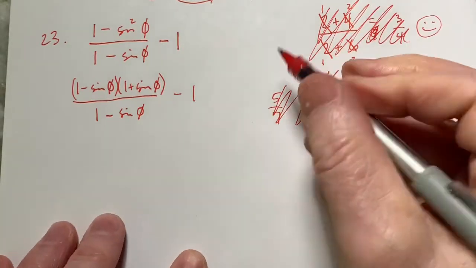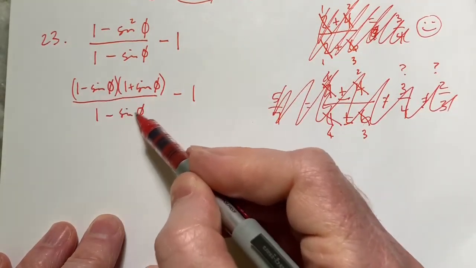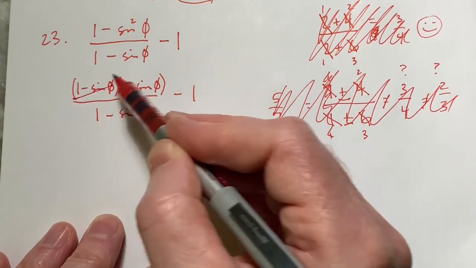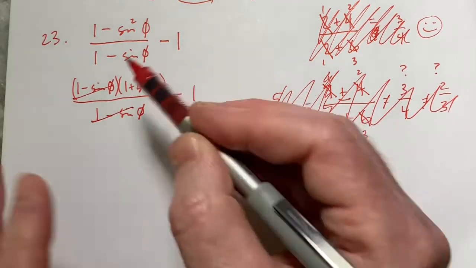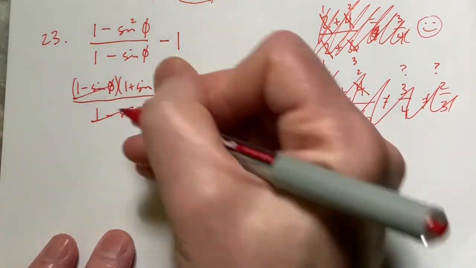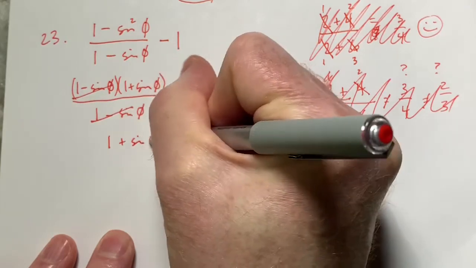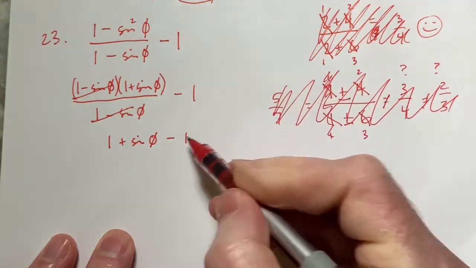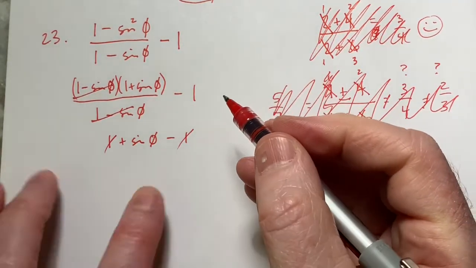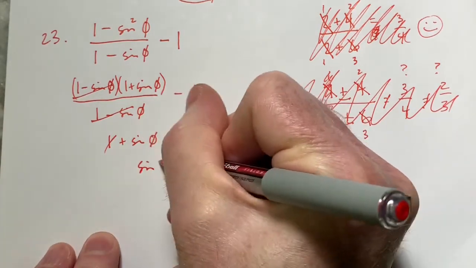All right, and then what do I see? Oh, now I can't cancel the sines, but I can cancel the 1 minus sine with the 1 minus sine. I can cancel that entire factor out. And what am I left with? 1 plus sine of phi minus 1, and now your 1's subtract, and I'm left with sine of phi.